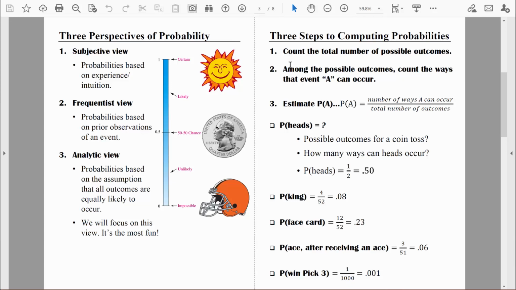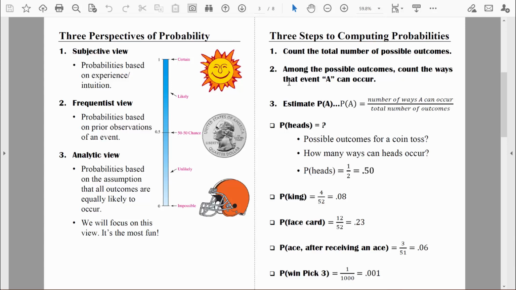Let's move on to step 2. Step 2 says, among all the possible outcomes, among those 2 outcomes, count the ways that event A can occur. When we're talking about event A, that's the event that you're actually interested in. So let's just assume right now I'm interested in computing the probability of flipping a coin and having it come up heads. So that would be event A. So among all the possible outcomes, heads and tails, how many ways can heads come up? It can only come up one way.